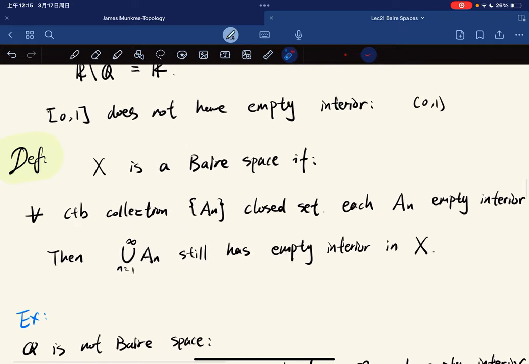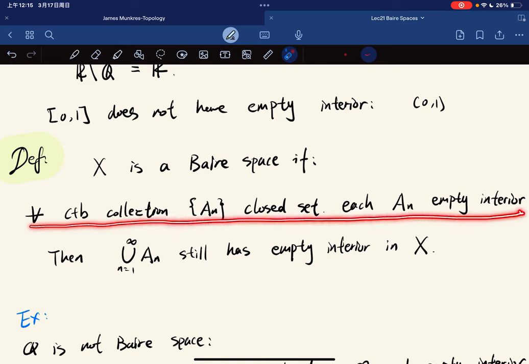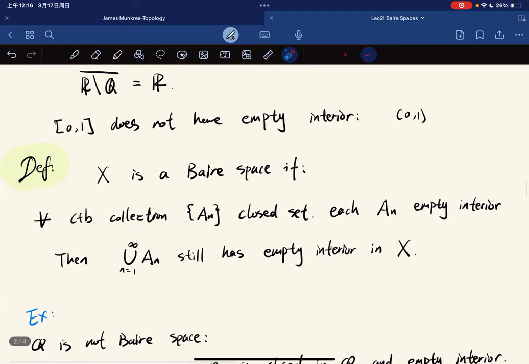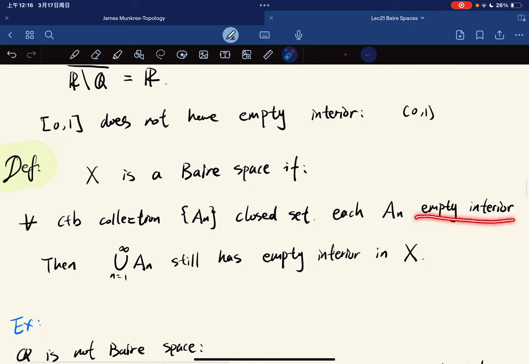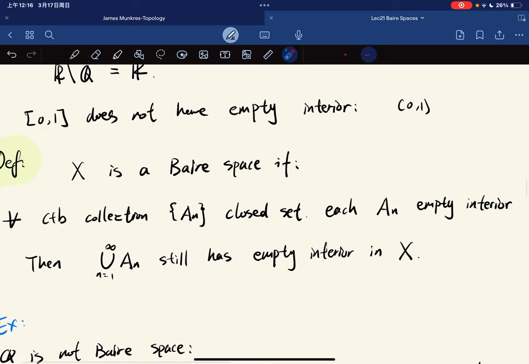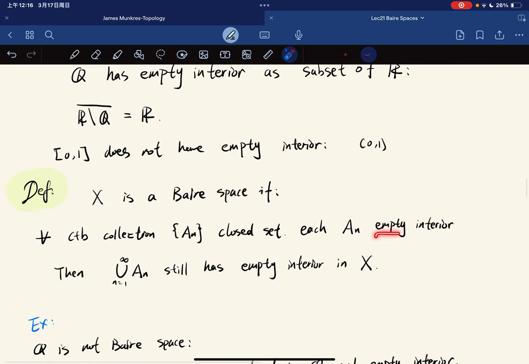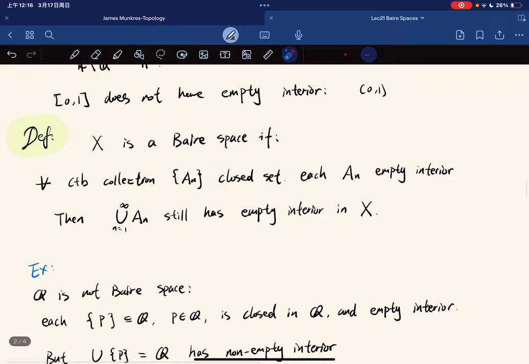So here's a definition: X is a Baire space if, given any countable collection of closed sets, each of which has empty interior, the union still has empty interior. So the empty interior condition is closed under countable union. Each of them must be closed sets, and also have empty interior. They should be closed sets.